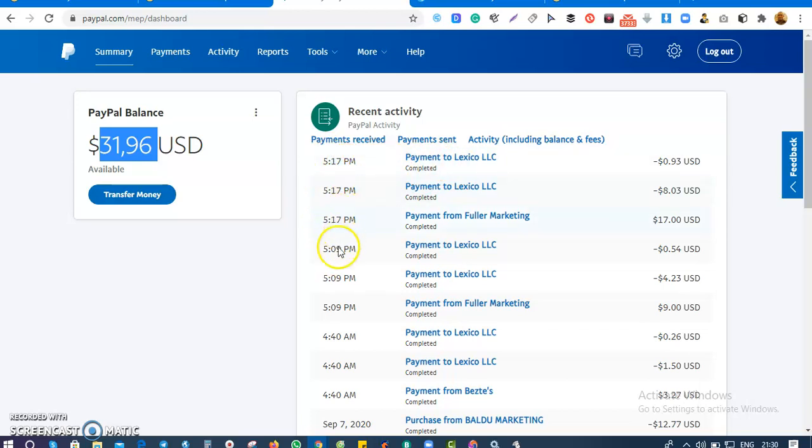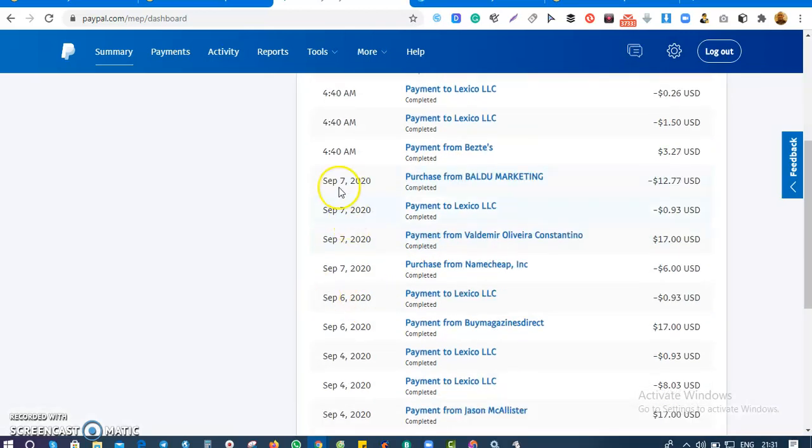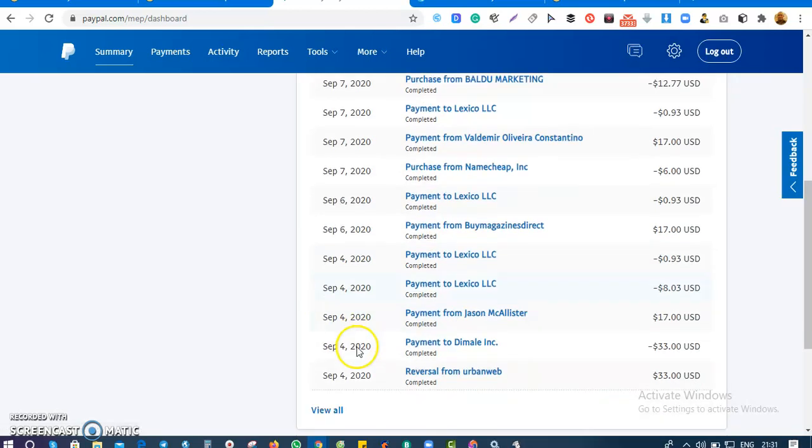You can see 5:09 p.m. You can see the sales tripping in, coming in from Fuller Marketing. You can see people are paying. And then yesterday, September 7th, you can see September 6th, September 4th.